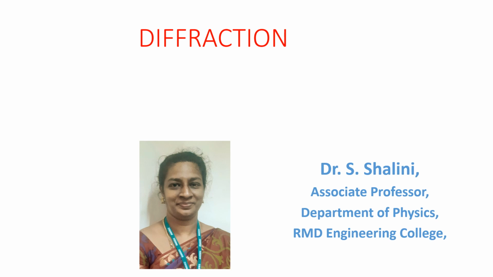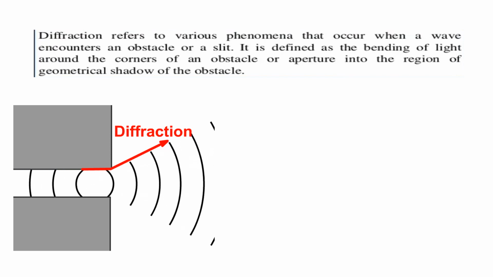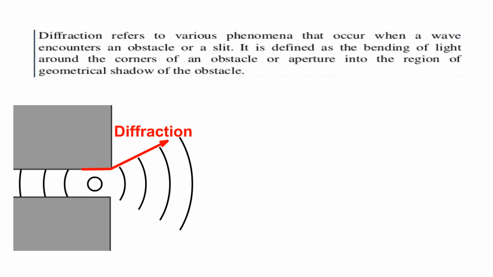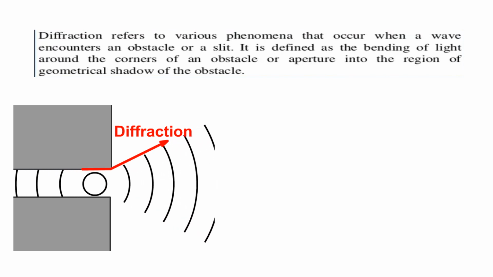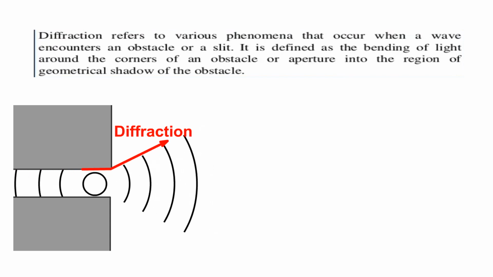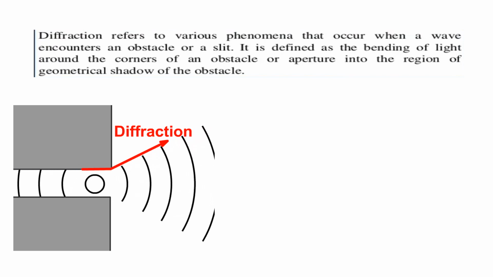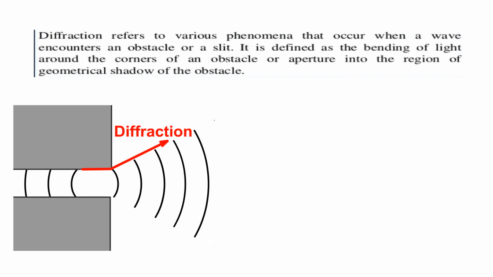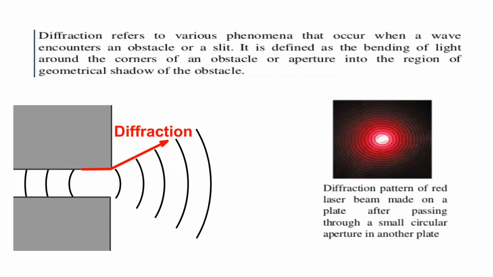In this video, you are going to look into what diffraction is. Diffraction refers to the interference or the bending of waves around the corners of an obstacle or through an aperture into the region of geometric shadow of the obstacle or aperture. So in general, it's the bending of light around obstacles.